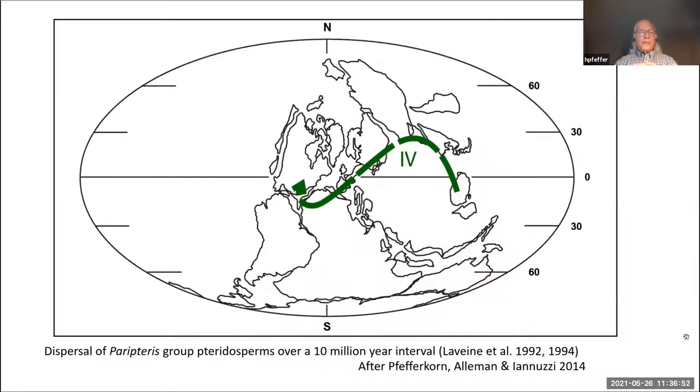This is a curve that shows the dispersal of the Peripteris group from South China through North China, Kazakhstan, Europe to North America, where it appeared 10 million years later than it appeared in South China. This is from Levine's work. So in other words, in the sequence in North America, Peripteris is out of order.